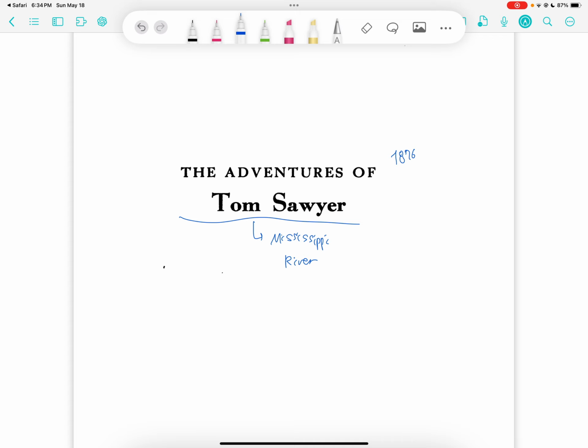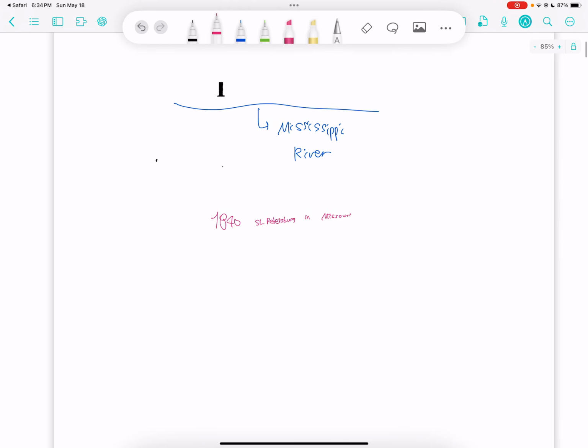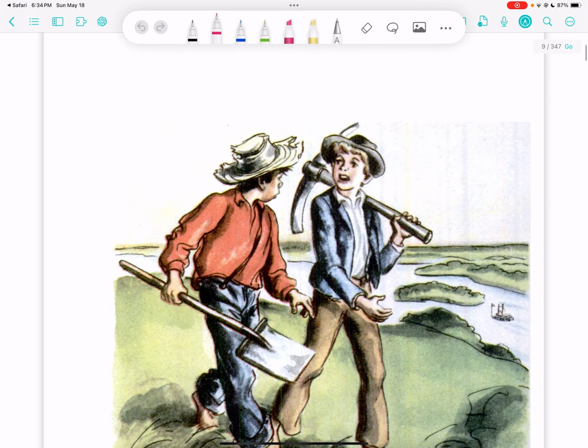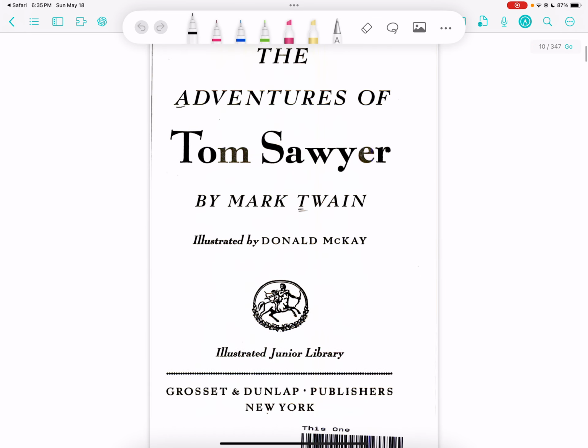So Tom Sawyer is a little boy, and this is set in the town of St. Petersburg in 1840 in Missouri. That is another piece of information we may want to know. We see some illustrations here. This is in the public domain at the moment, so you can download this for free and legally. The setting is pre-Civil War Missouri, so we're going to see some ideas related to slavery as well.